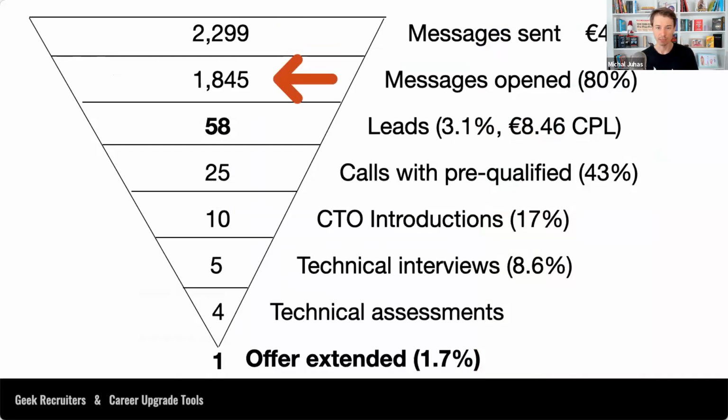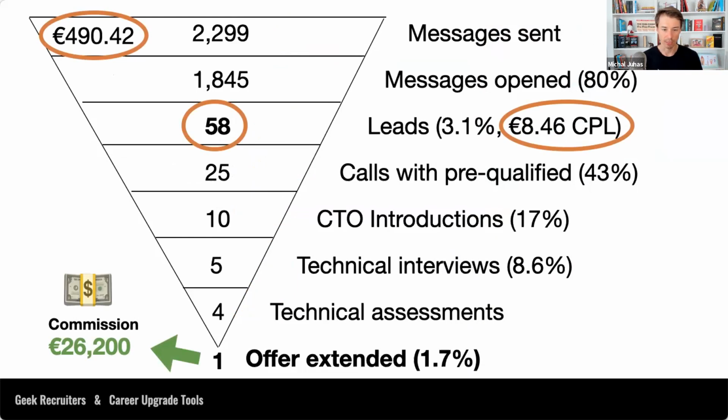80% of the people opened the message. So 1,845. 58 people submitted their contact details, so they became leads. 25 people were pre-qualified, so I had calls with them. 10 I introduced to the CTO. 5 of them were invited for a technical interview. 4 of them passed the technical interview, and 1 offer was extended, which eventually led to over 20,000 in commissions.